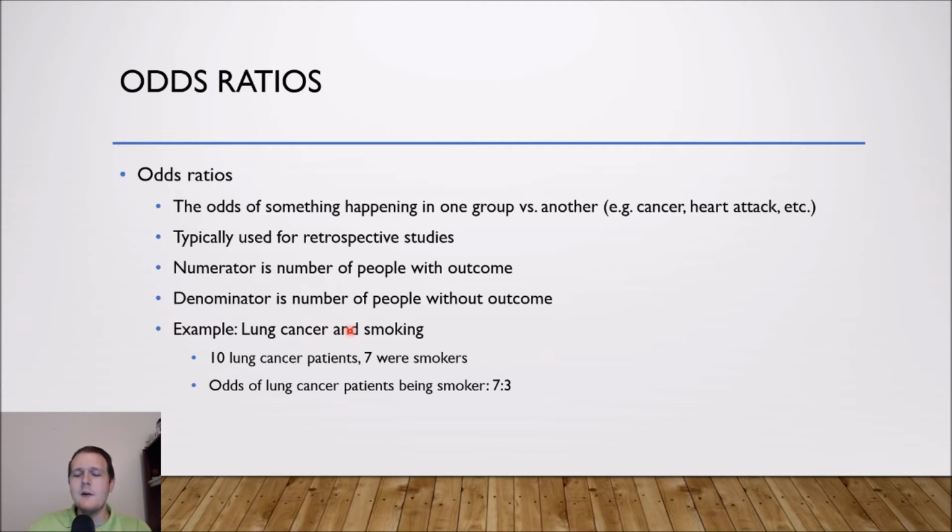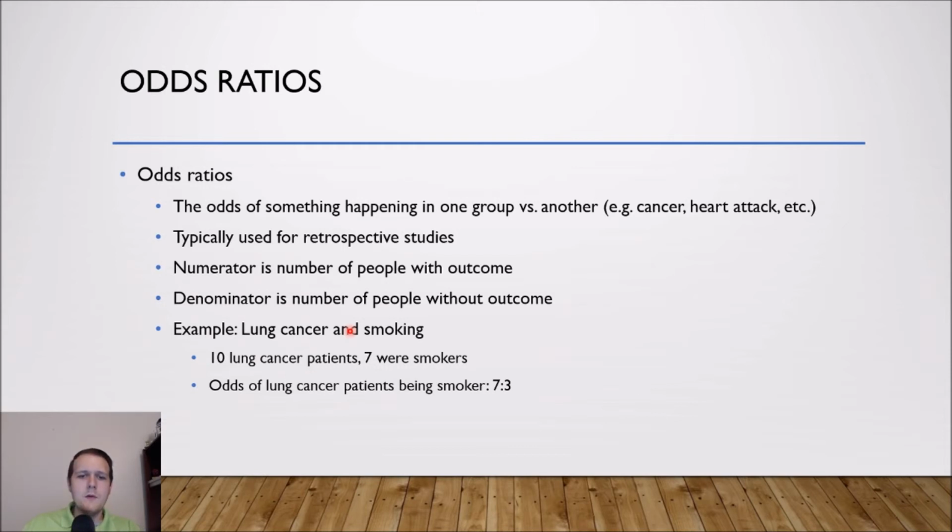Now, an odds ratio is basically what you're trying to say is, what's the odds of something happening in one group versus another, whether it be cancer, heart attack, whatever. Typically, you're going to use this in retrospective studies. You frequently see this, especially with case control studies. That's because very frequently we don't know what the full population is that is at risk for an outcome happening. So in this case, we're just using the odds, which is just using the people that we're including in our study here. Typically, the numerator to get the odds of something happening is going to be the number of people with the outcome in question. The denominator is going to be the people without the outcome. You just divide those out.